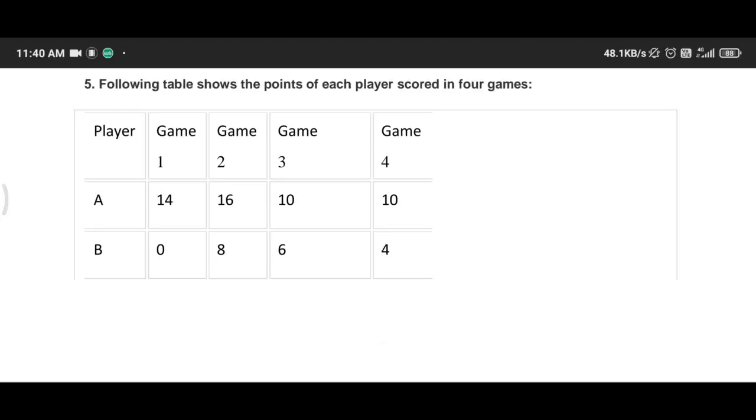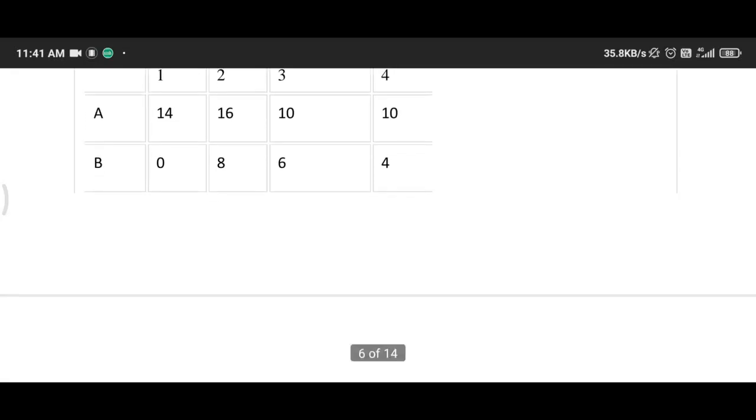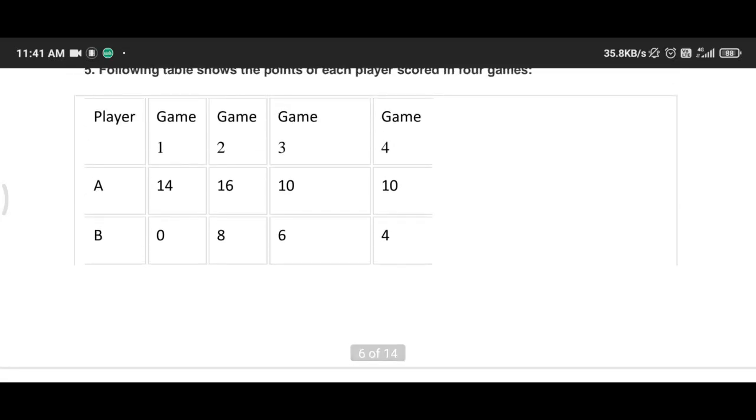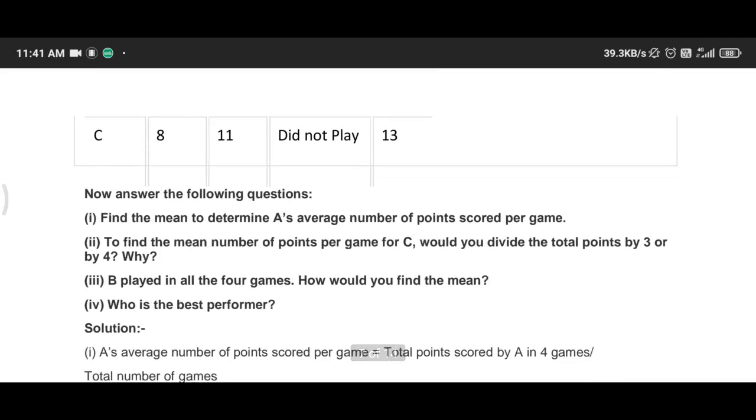This is question number 5. By the following table, you have to find the score. Here, players A, B, and C are shown. Games 1, 2, 3, 4. The scores of A, B, and C are given. These are the questions of question number 5.